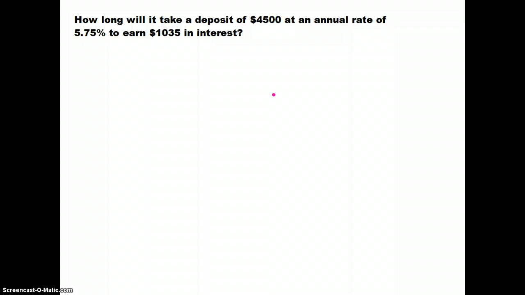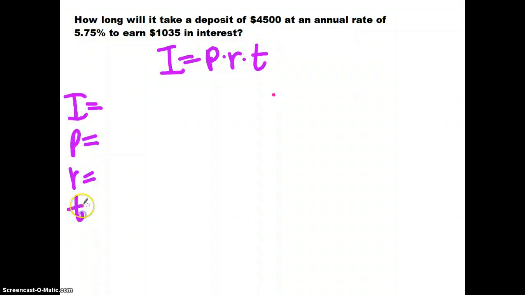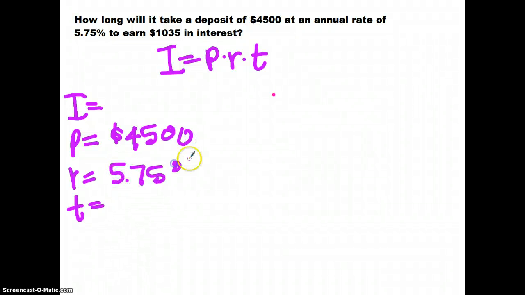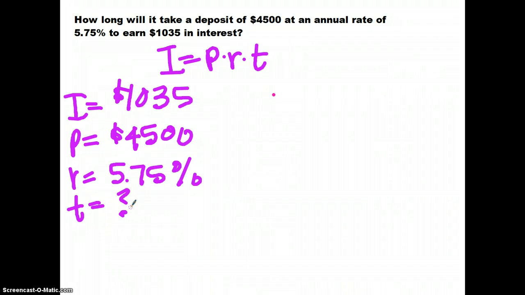Alright, the last two problems are simple interest problems. At the top you need I equals PRT. Down the side, I equals, P equals, R equals, T equals. How long will it take for a deposit of $4,500, that's my principal, at an annual rate of 5.75% to earn $1,035 in interest? I know my interest is $1,035. I'm trying to figure out how long it's going to take.